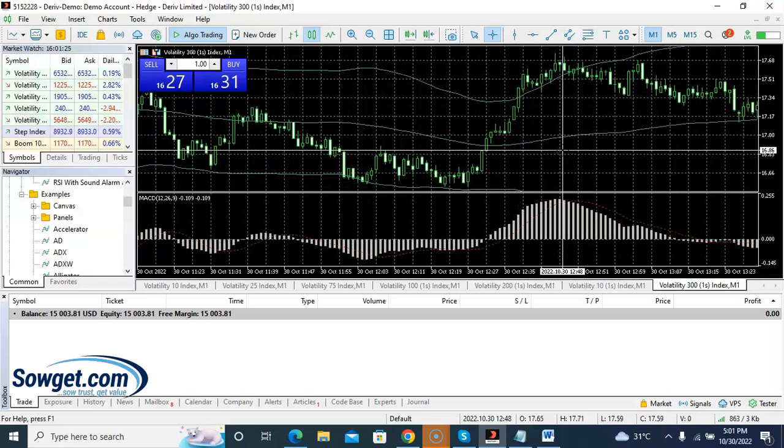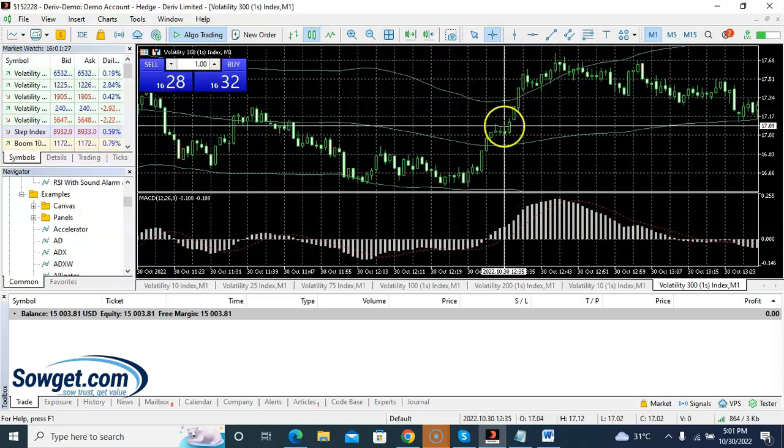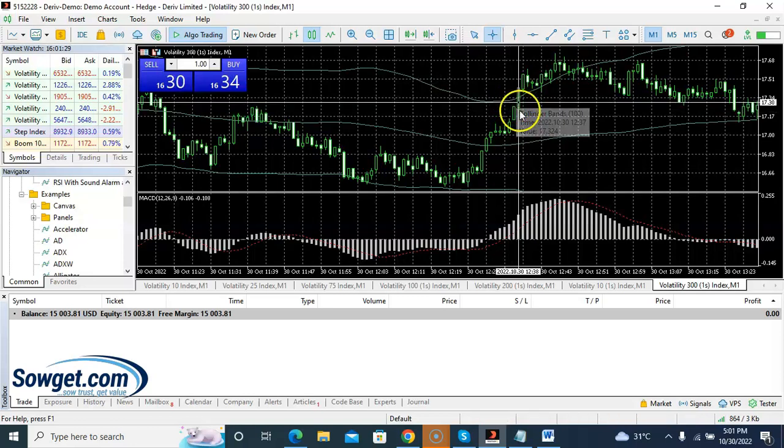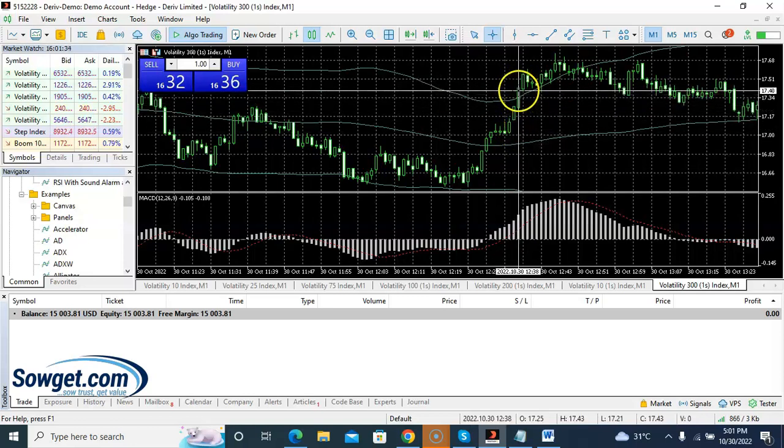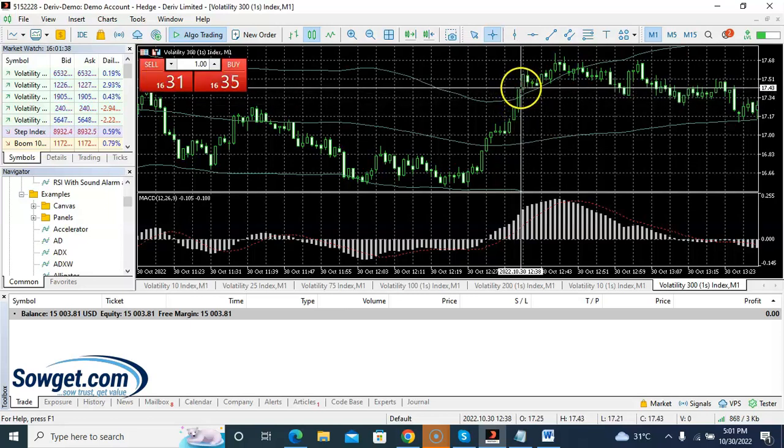So let me just show you other opportunities. All right, you can see now this is a buy trade. This is a buy trade. So you can see what I'm talking about. In this case, you can see this candlestick close outside of the upper band of the Bollinger Band. It closed outside. So at this point, I would have entered the buy trade here.